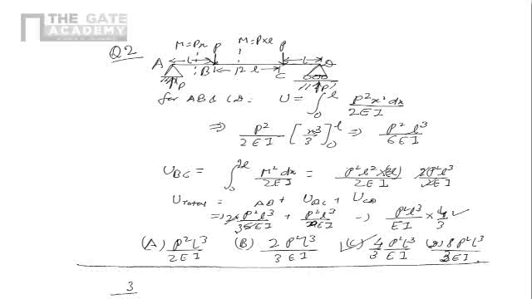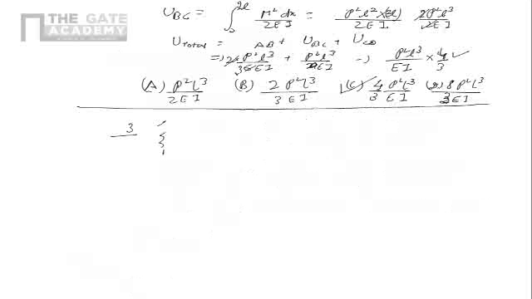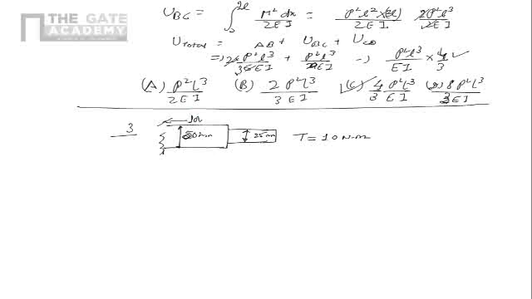Question number 3 is like this. The stepped steel shaft shown below is subjected to 10 Newton meter torque. The stepped shaft is like this, and there is a torque applied here, which is 10 Newton meter. The diameter of the bigger step is 15 millimeter, while the smaller step's diameter is 25 millimeter. Both the lengths are 100 millimeters.